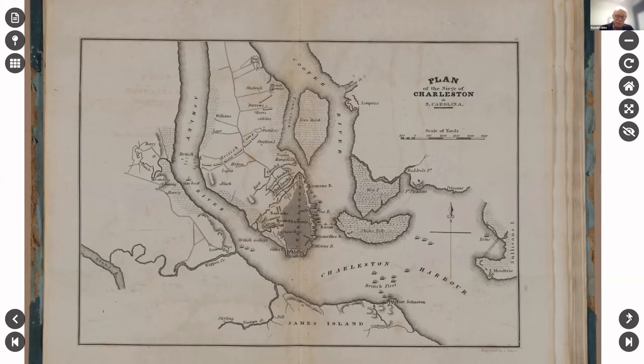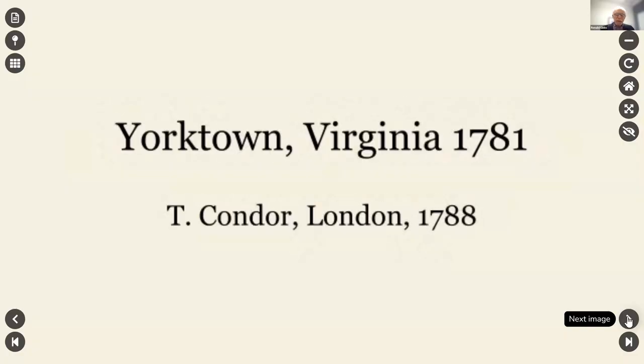So next slide. Next slide, we will go to the map of Yorktown published by Condor in 1788. And I will orient you to this map.